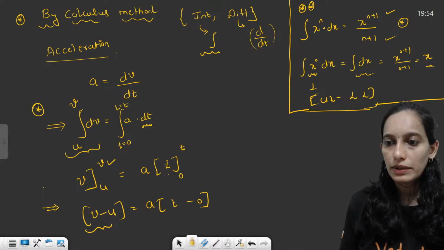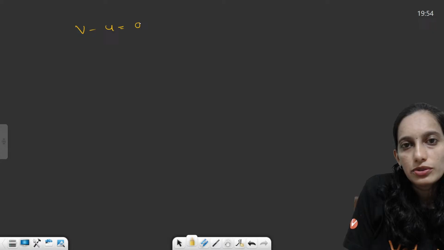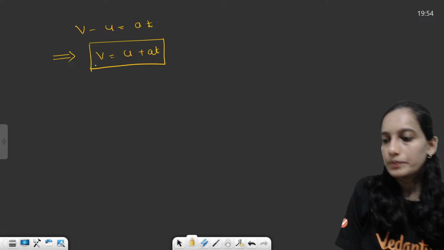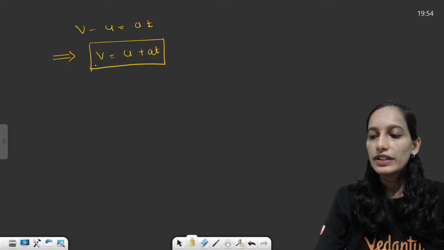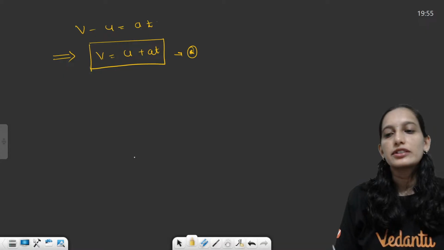Or in one step, let us write. So what comes? v minus u is equal to a into t, or we wanted v is equal to u plus at. Okay, so this is how we get the first equation of motion by the calculus method.